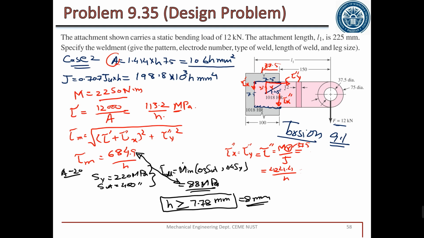What is the thickness of the plate? 12 mm. So on a thickness of 12 mm, an 8 mm size weld can be welded. So we will be using this as the final answer. If the weld size is 8 mm, the length of weld, leg size, we have a size of 8 mm, the length of weld is 75 plus 75, 150 mm. You can give the remaining also here. h is equal to 8 mm, length is 150 mm.